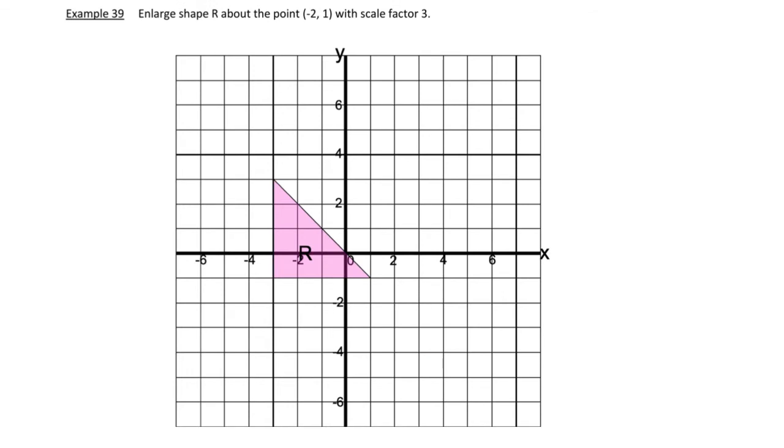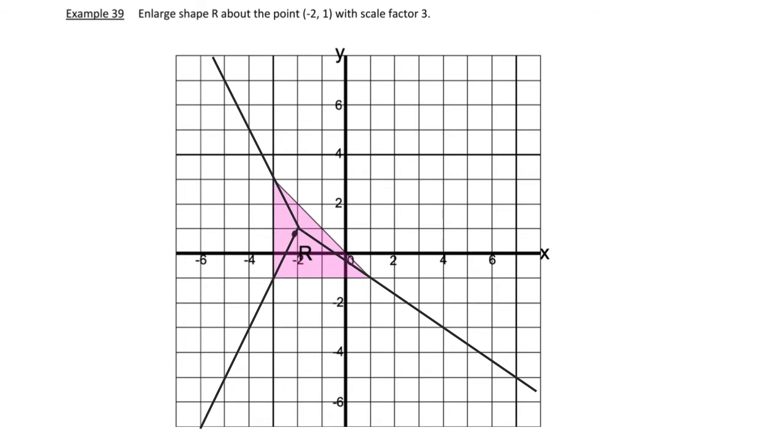Example 39, enlarge shape R about the point -2, 1 with a scale factor of 3. So I'm going to draw my construction lines. So I've drawn my construction lines, and what I need to do is measure the length of the line from our point to each vertex, and then multiply that by 3. And we'll do the same for each point. So measure the length of line from the centre to each vertex and treble it.